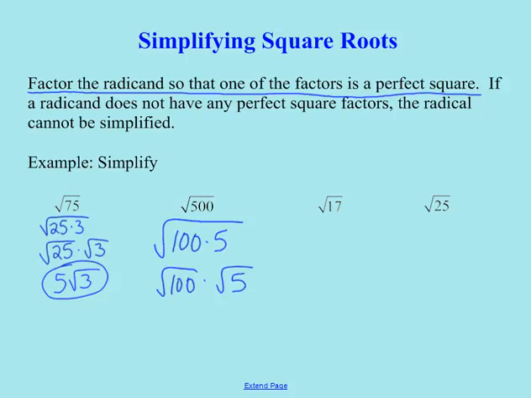Now I can take the square root of 100, because it's a perfect square. The square root of 100 is 10. I cannot take the square root of 5. It would be an irrational number. So the square root of 500 simplifies to 10 square roots of 5.